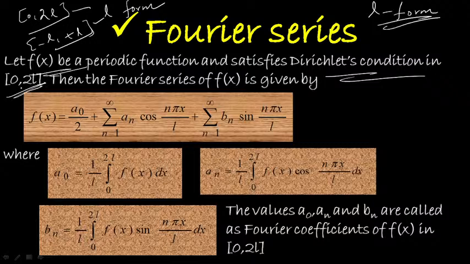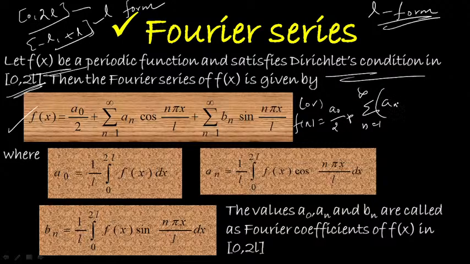interval 0, 2L. Then the Fourier series of f of x is given by f of x is equal to a naught divided by 2 plus sigma n varies from 1 to infinity a n cos n pi x by L plus sigma n varies from 1 to infinity b n sin n pi x by L. Or you can write this as f of x equal to a naught divided by 2 plus sigma n varies from 1 to infinity, you take sigma as a common term outside of these two, that is a n cos n pi x divided by L plus bn sin n pi x by L. Okay, so both are equivalent, right?